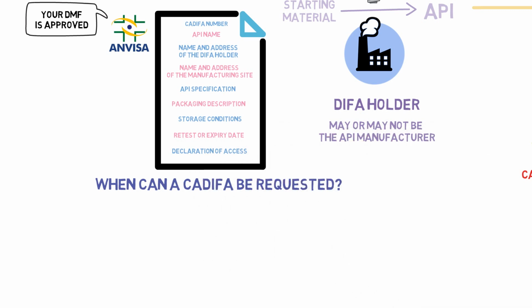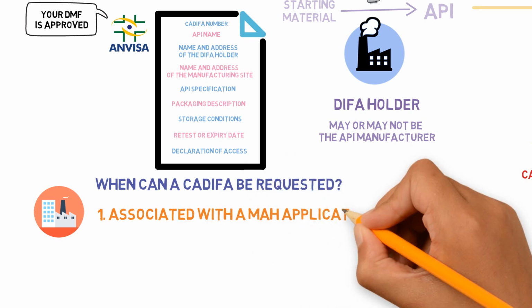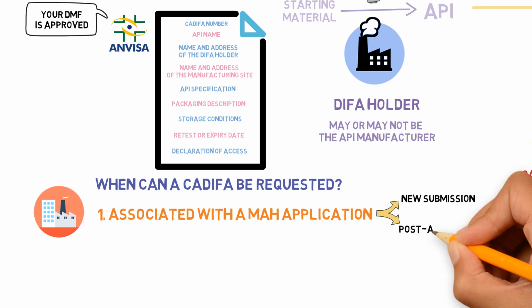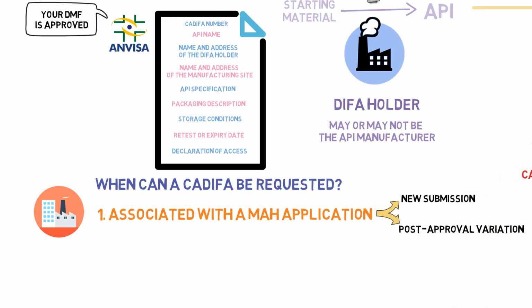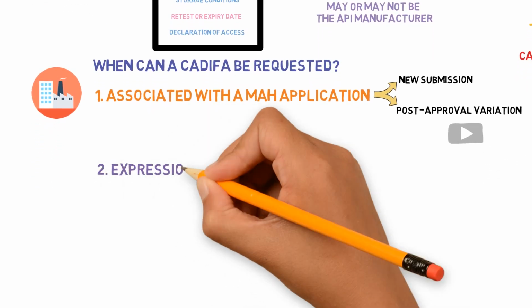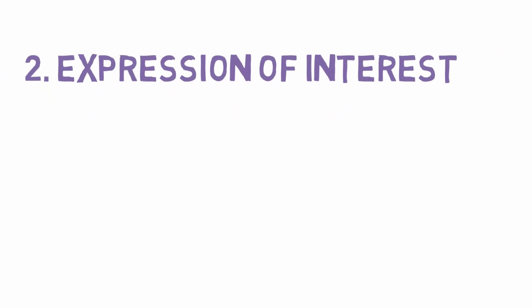Anvisa will prioritize CADIFA requests associated with a MAH application, which can be a new submission or a post-approval variation. We will explain more about these types of variations in another video. However, a CADIFA may also be given upon expression of interest, when the DIFA holder requests a CADIFA spontaneously without any link to a MAH dossier.